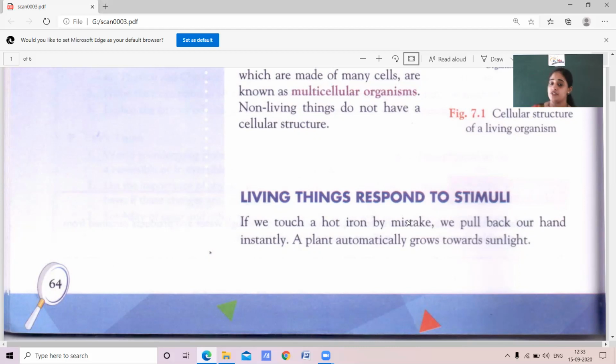Along with that, plants also respond to light. When sunlight falls on some plants, they bend toward the sunlight. So, plants also respond to light. The main thing a living organism shows is a response to stimuli. They respond to the particular environment. Simple, children? Yes.